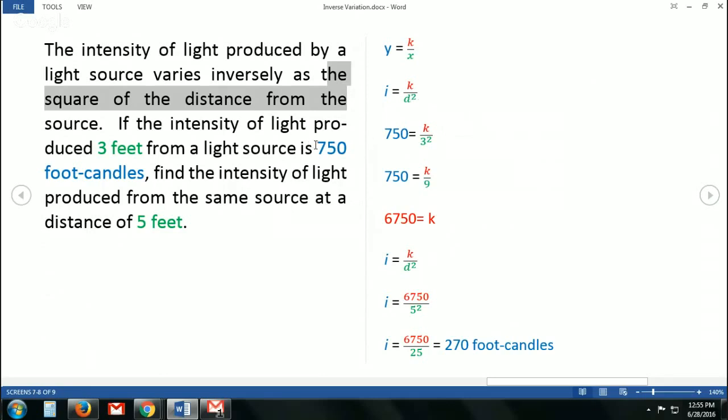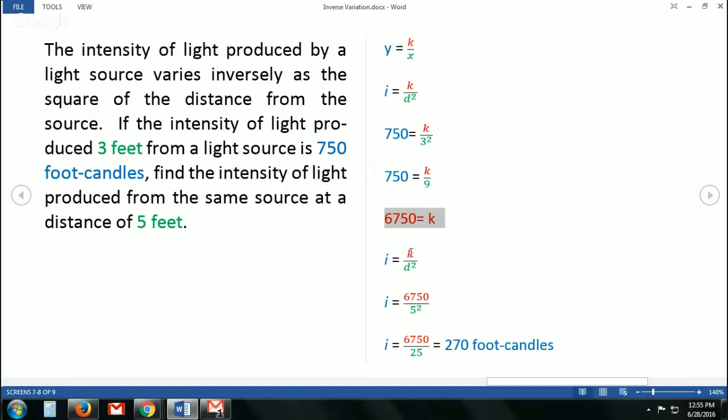Now, we were told 750 foot candles is the intensity when we have a distance of 3 feet. So let's put 750 in for intensity. Our distance d was 3, so if we take 3 and square it, that will give me 9. Now, I want to solve this for k to find our constant of variation. When we multiply both sides by 9, looks like k is 6,750.